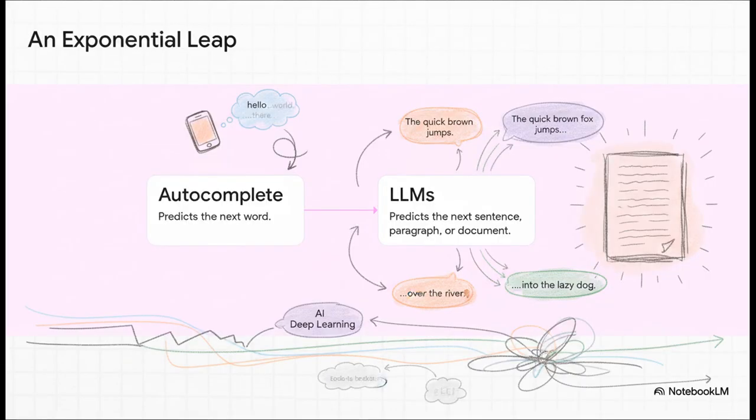Probably the best way to get this is to think of it as autocomplete on steroids. You know how your phone tries to predict the next word you're going to type? That's simple prediction. A large language model, an LLM, takes that same core idea and scales it up exponentially. It predicts the next sentence, the next paragraph, even the next chapter. I mean, it's just a mind-boggling leap in scale and capability.